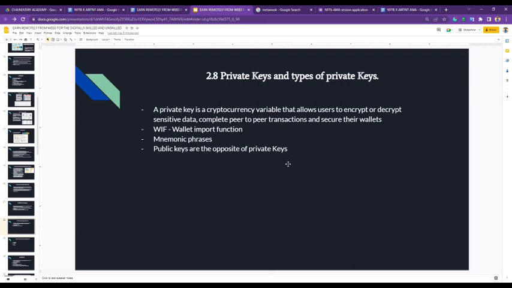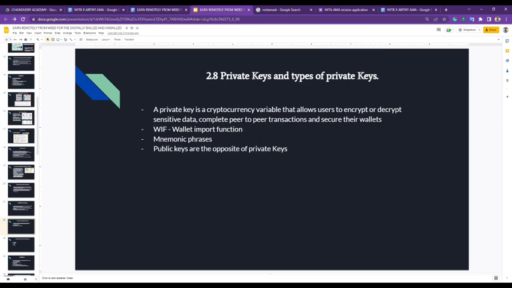If not, you're gonna sue their company for trying to steal your phone, some stuff like that. So the service, the hardware, whatever, doesn't have access to this wallet, to these private keys. You are the only one who has access, and they cannot change it, they cannot take action with it, nothing at all. So your private key is a cryptocurrency variable that allows you to encrypt, like protect or decrypt and authorize sensitive data, which could be your money, your amount of money you have, and complete peer-to-peer transactions on your wallet.